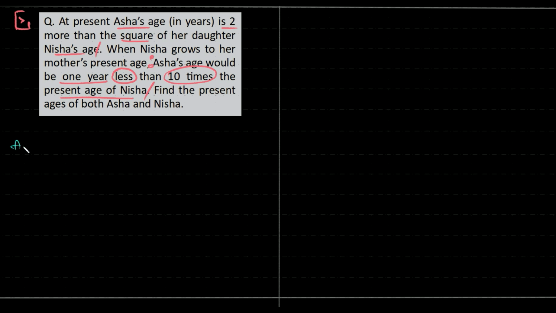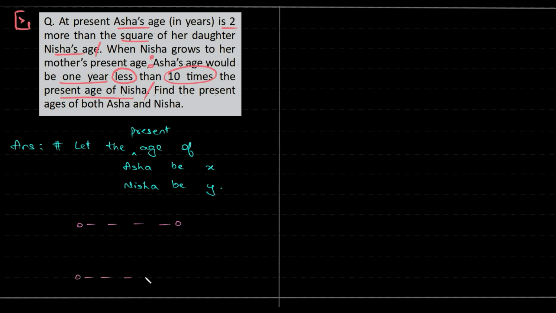So the very first step: let the age of Asha be X and Nisha be Y years. Those are the present ages. Now we need a diagram to understand this scenario. We need a present line and a future line. We're talking about the daughter growing to her mother's age, which is in the future.